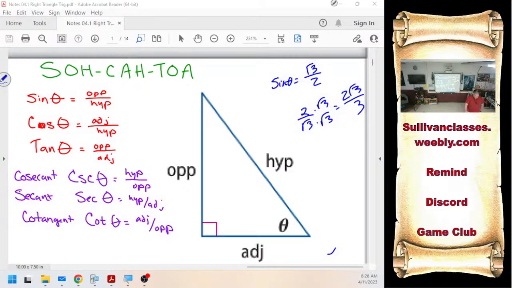While we're at it, do we need to go through Pythagorean theorem? Yes. What? Okay.